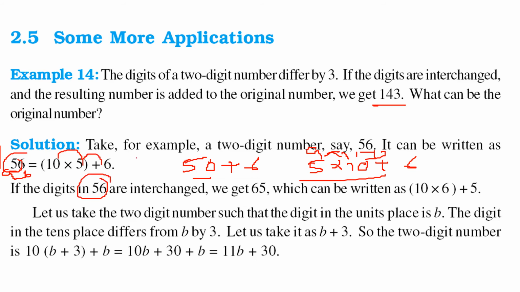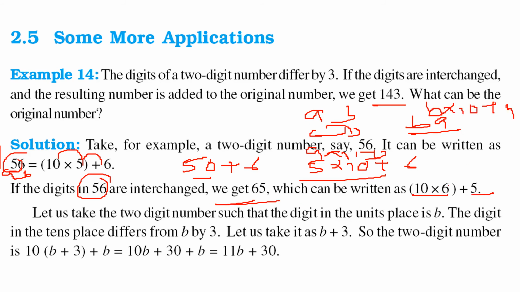So if we interchange now 56 to 65, in this case B will come here, A will come here, so it is BA. And this BA will be formed again by B into 10 plus A. So this 65 will be 6 into 10 plus 5, which is, you have exchanged the number, right?